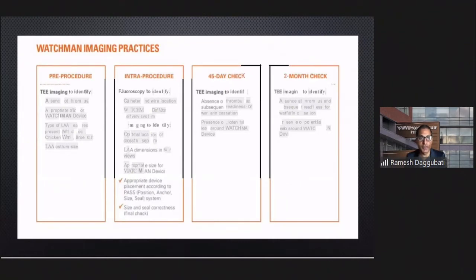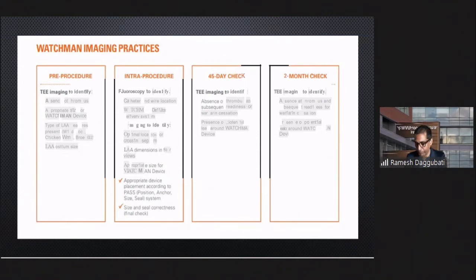So I took off lots of slides because Dr. Ranjan Shetty showed very well how to use TEE imaging. It is important for pre-procedure, intra-procedure, 45-day check, and also a 2-month check if you want to further prolong it. What our practice has been: all our patients, whether they were on Coumadin, we continue Coumadin for 45 days, then switch to aspirin and Plavix as per the clinical trials, for 6 months, and then discontinue Plavix and continue aspirin for lifelong. And if they are on NOAC, we continue NOAC for 45 days and then convert to aspirin and Plavix. If they are not on anything, we continue aspirin and Plavix for 6 months and then remove the Plavix from their medical regimen.